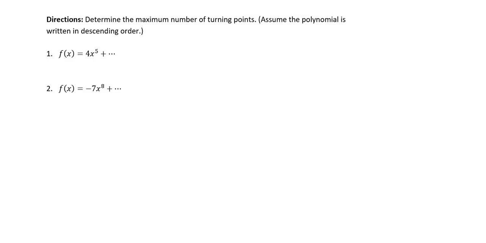So for problem 1, the degree of my polynomial is 5. The maximum number of turning points is going to be 5 minus 1, which is 4. Problem number 2, my degree is 8. The maximum number of turning points is going to be 8 minus 1, which is 7. Now I want to point out that I don't know how many turning points there are, but I do know the maximum number that there can be.